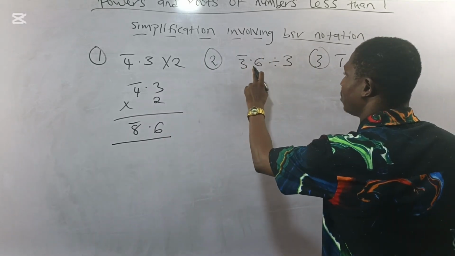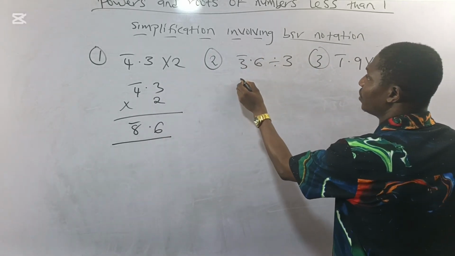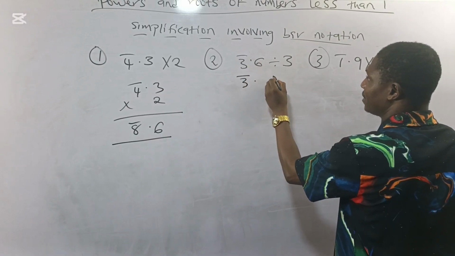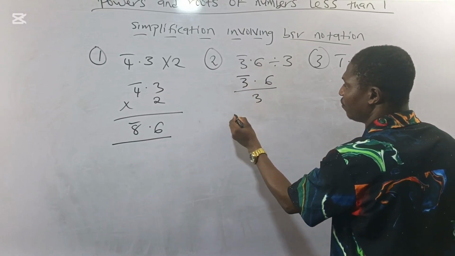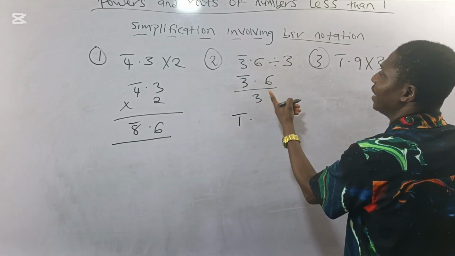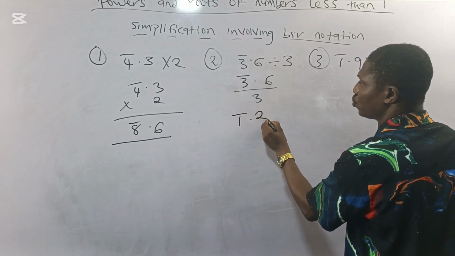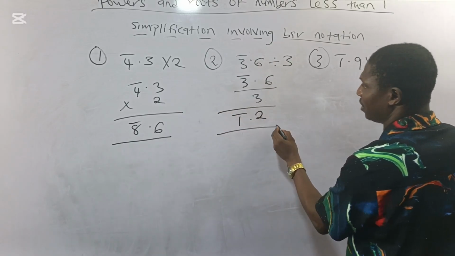For this, we have bar 3.6 divided by 3. This is the same as saying bar 3.6 all over 3. Bar 3 divided by 3 will give me bar 1 point. And 6 divided by 3 will give me 2. So I have this as my answer.